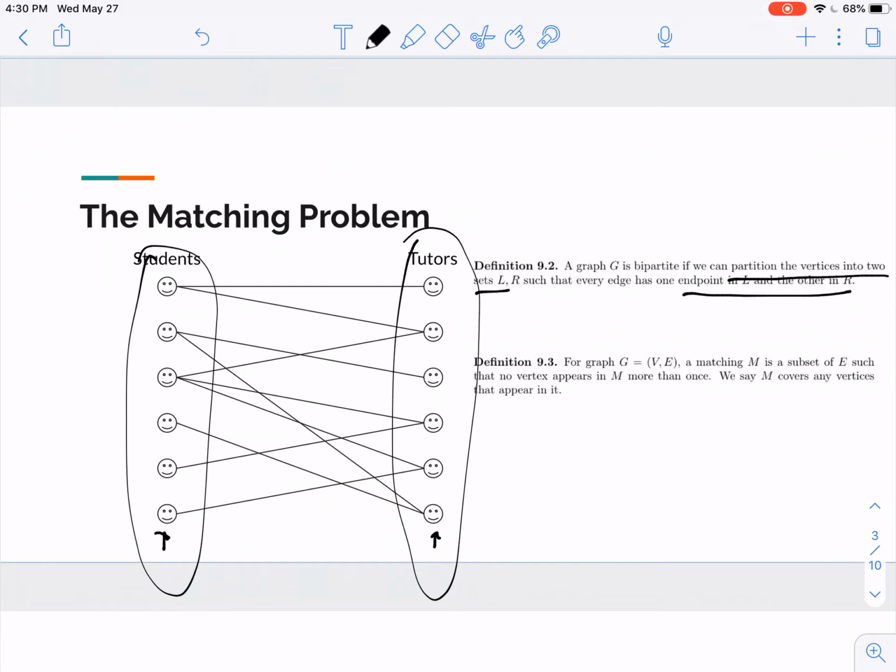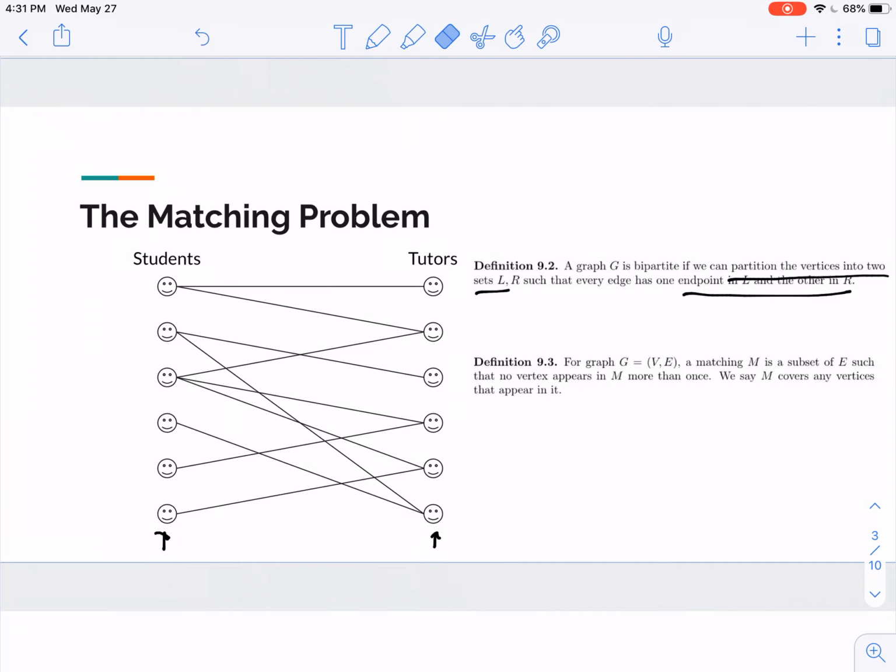So here we split it up into students and tutors, and as we said, every edge goes between one student and one tutor. So that's just an interesting graph structure that if you have that structure, you can prove certain results about it. So it's nice to define that. And also, if you think about certain problems, often you'll end up with bipartite graphs. So it's nice to have that definition because it comes up a lot and we know some important cool things about it. So I want to share that first.